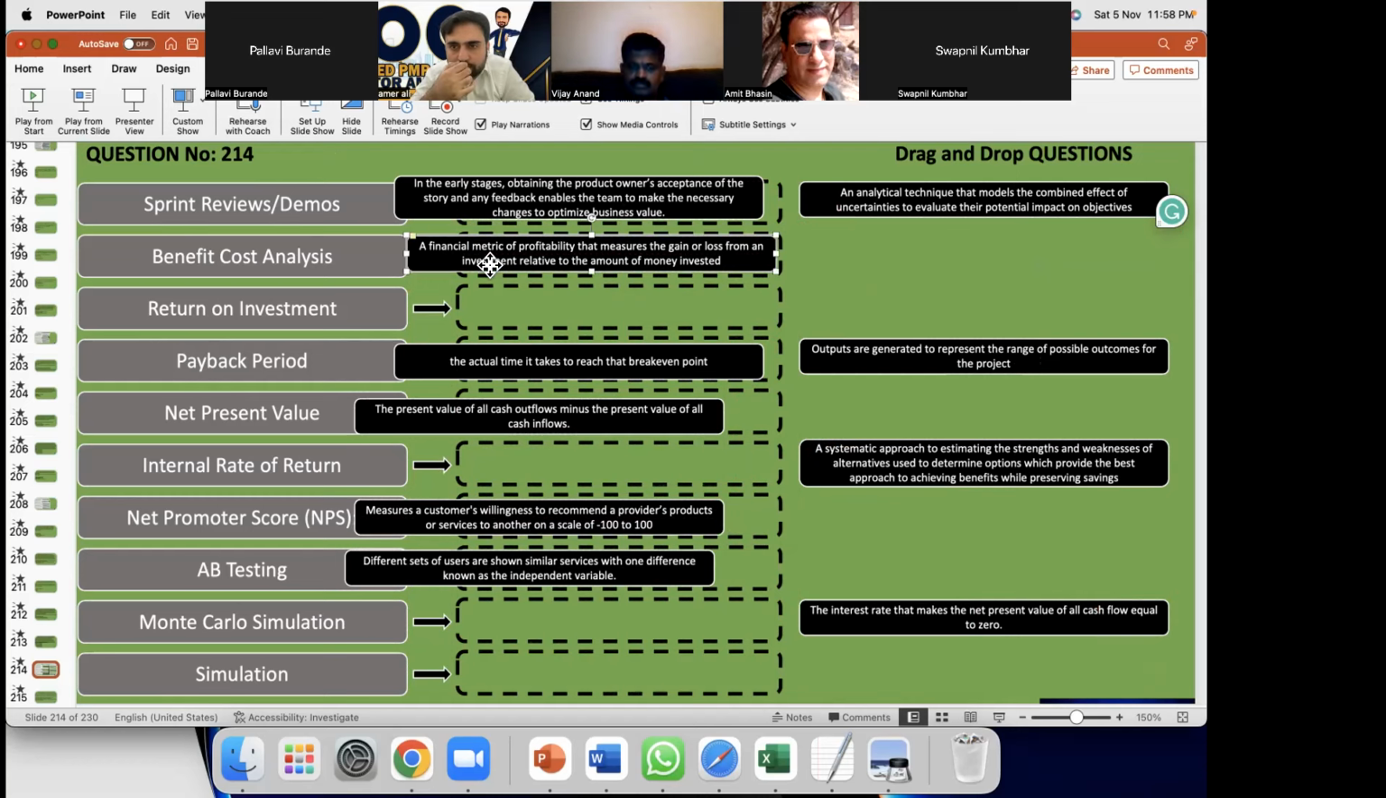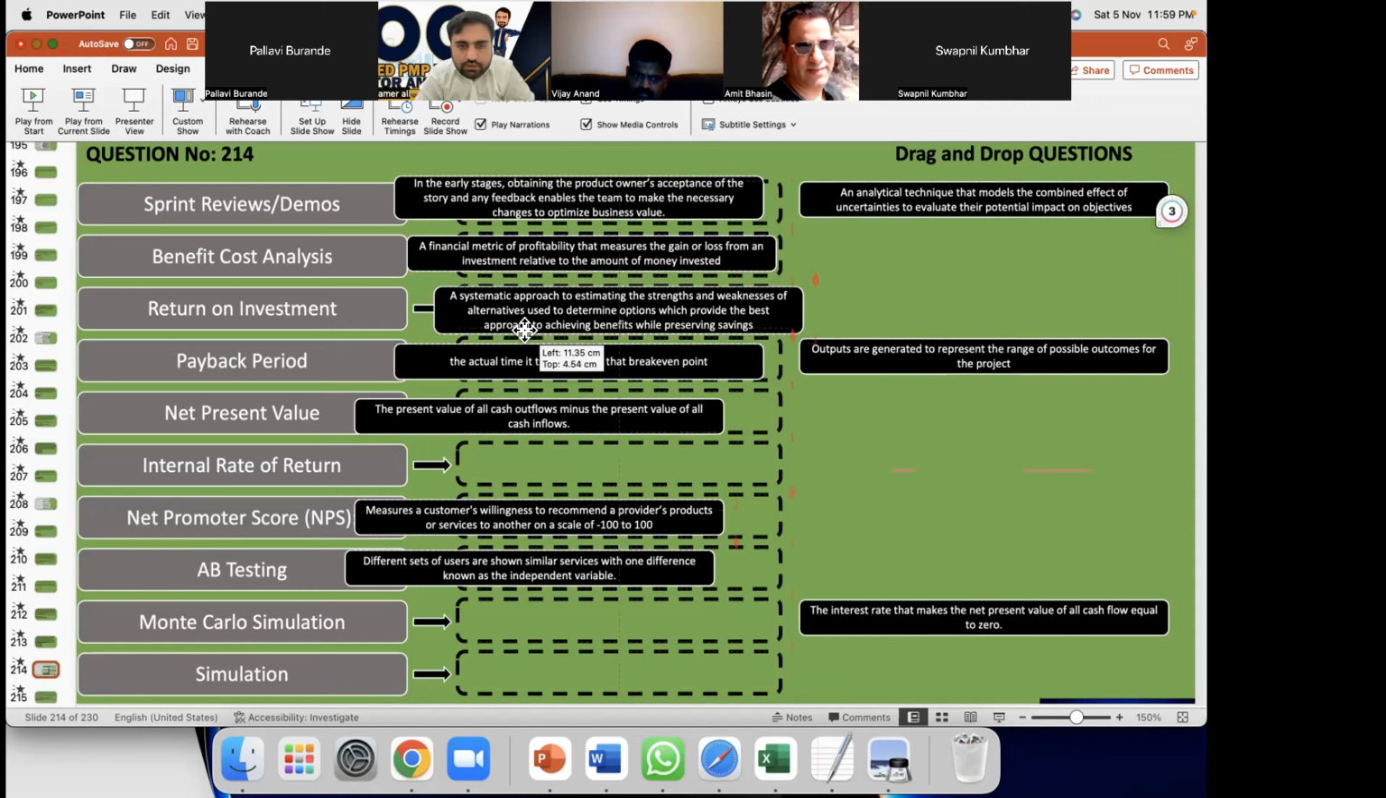For the possible outcomes, okay, the system after estimating the strength and weakness of alternatives to determine which provides the best approach to achieving benefits while preserving savings. Okay. Return on investment, I think. Alternatives. This one? Yeah, probably. Yeah. Okay. Outputs are generated to represent the range of possible outcomes.